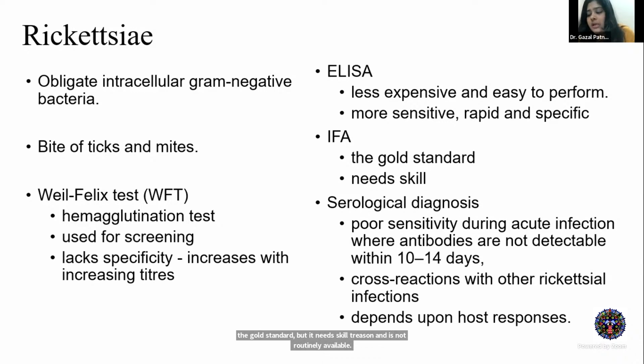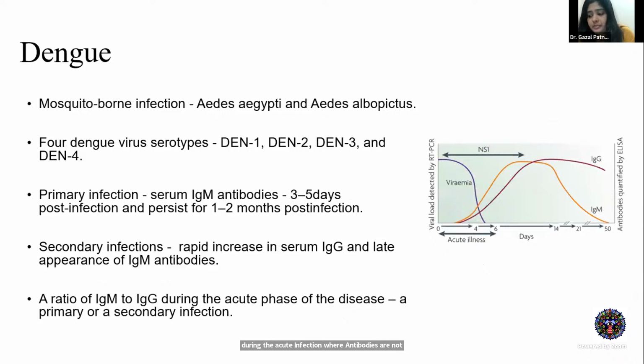So the serological diagnosis is the first, but it has various disadvantages also due to poor sensitivity during the acute infection, where antibodies are not detectable within the 10 to 40 days.